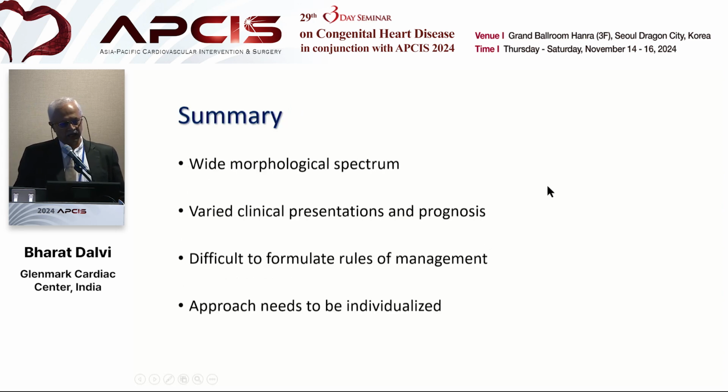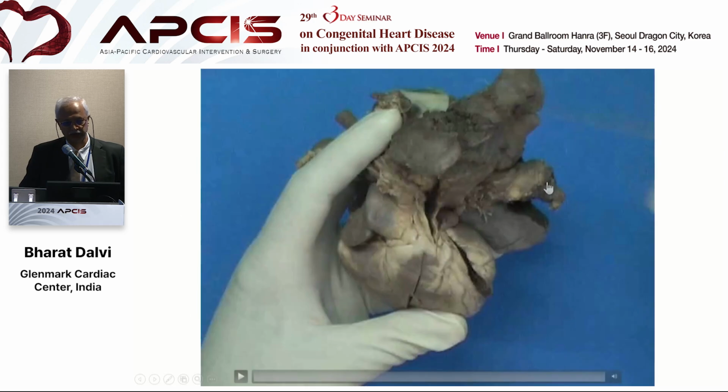So in summary, tetralogy is a wide morphological spectrum. It has varied clinical presentations and prognosis because of variations in morphology. That's why it's difficult to formulate rules of management, and the approach necessarily needs to be individualized. And I'll show you some of the specimens that I have.